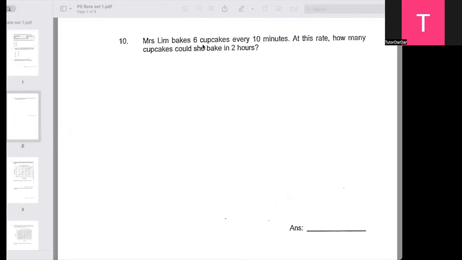Mrs. Lim bakes 6 cupcakes every 10 minutes. At this rate, how many cupcakes could she bake in 2 hours? Now, we know 1 hour has 60 minutes, so 2 hours we have 120 minutes. Now, they give you time and they ask you time. So we will start with the time. 10 minutes, 6 cupcakes.